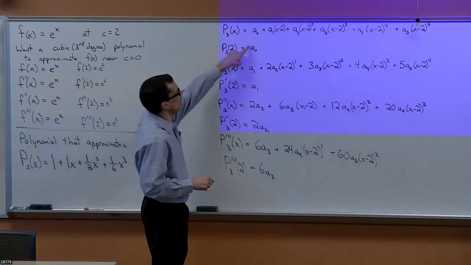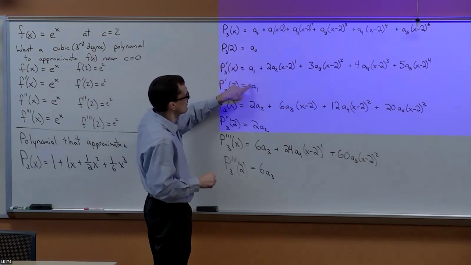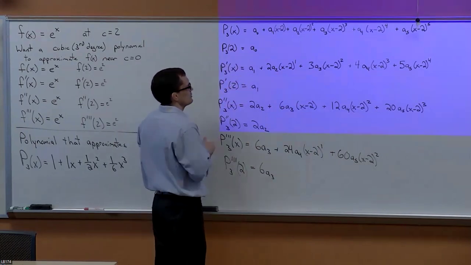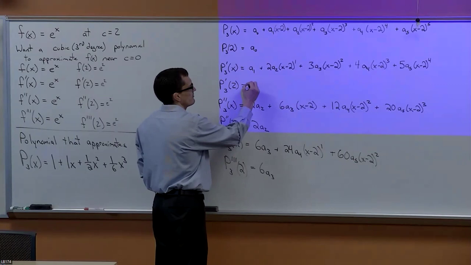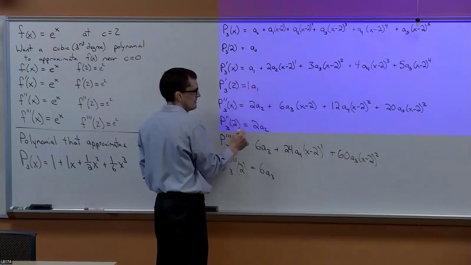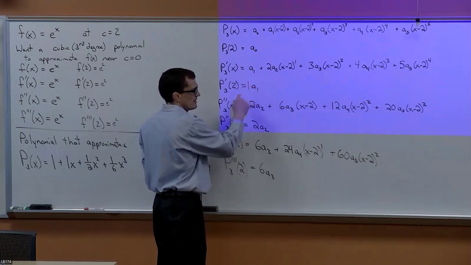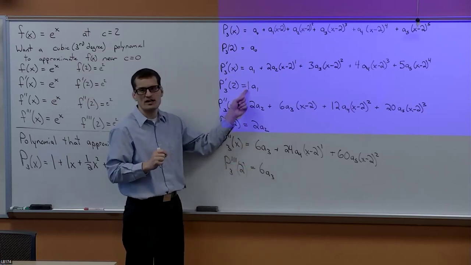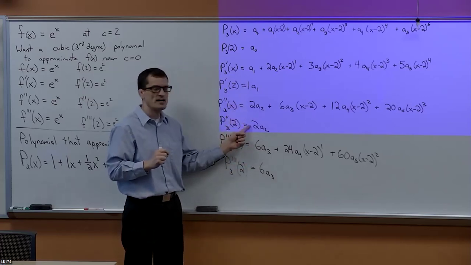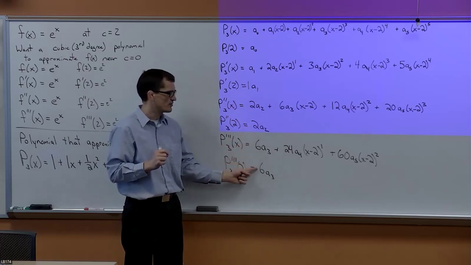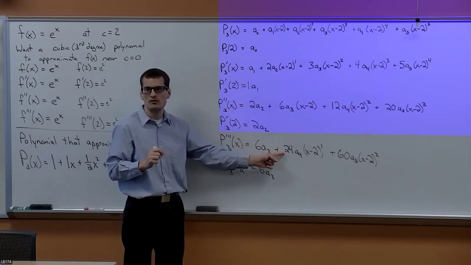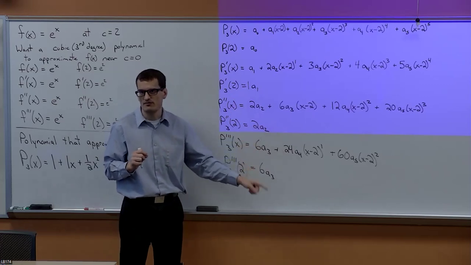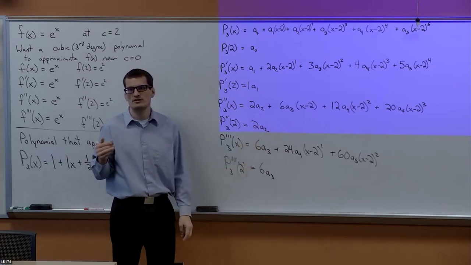And if you think about what these coefficients are, the coefficient on my first derivative of a1 is a 1. This is a 2, and then a 6. That's 1 factorial, 2 factorial, 3 factorial. My next is going to be 4 factorial. Then I'm going to do 5 factorial, et cetera, et cetera.